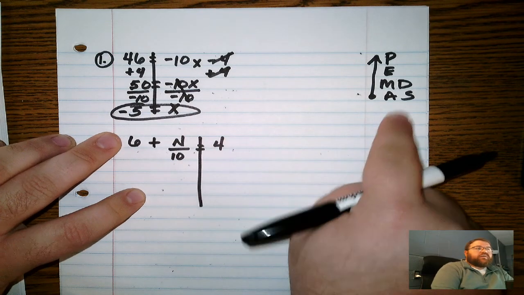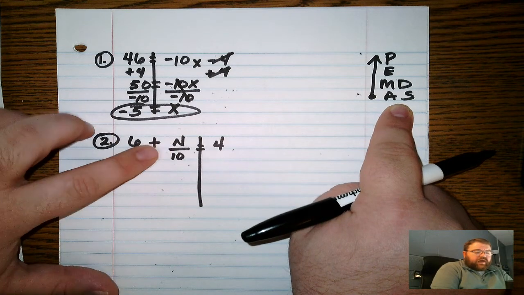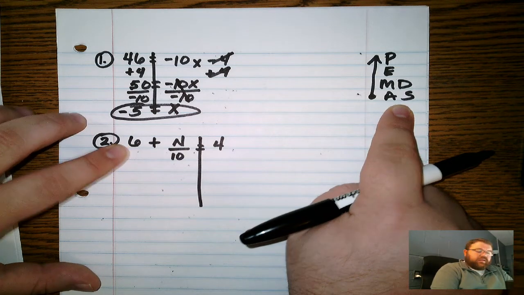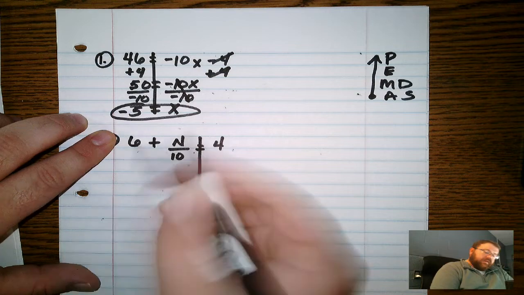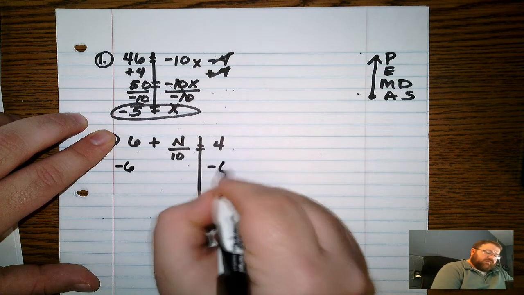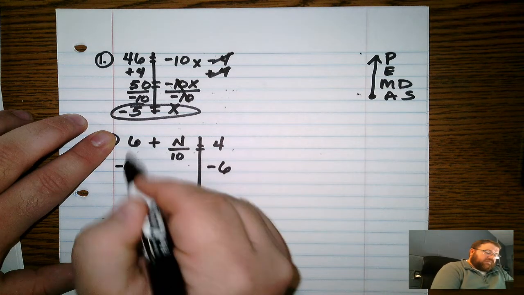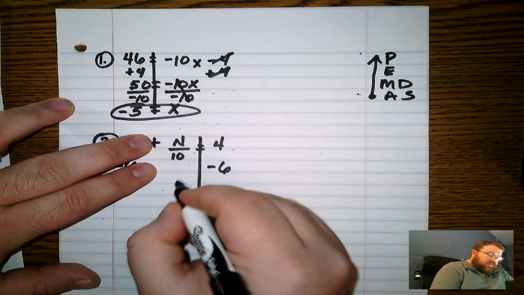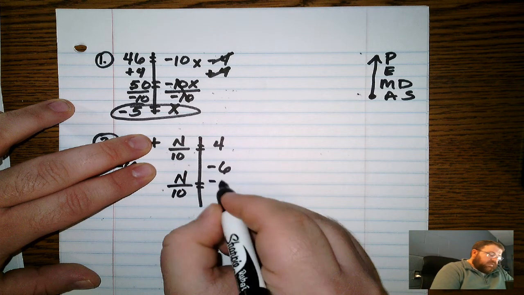Looking at your order of operations, starting at the bottom, do you have anything that's trying to add or subtract to your variable? Well, you do. You have the 6, and it is a positive 6. So the opposite of positive 6 is negative 6. And what you do to one side, you have to do to the other. So negative 6 and positive 6 cancel one another. They equal 0, so they cancel. Leaves me with n divided by 10 is equal to negative 2.